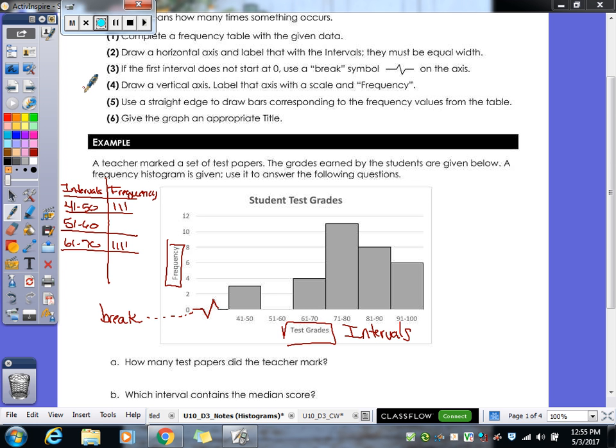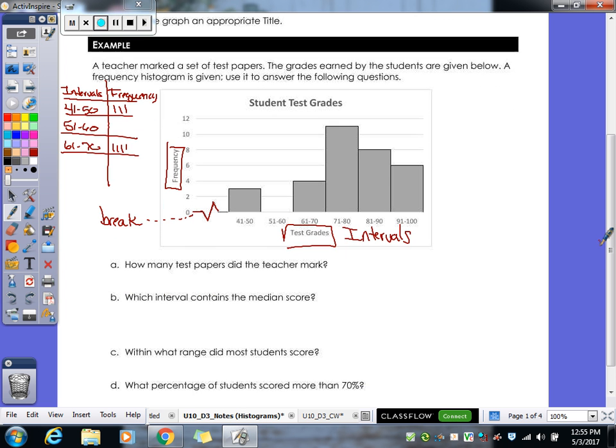Like I said, this is the easier table to work on. If you get this one, that's a good one. These usually have, one is up, one is down. The next one we're going to look at, it looks like stairs. So how many test papers did the teacher mark?